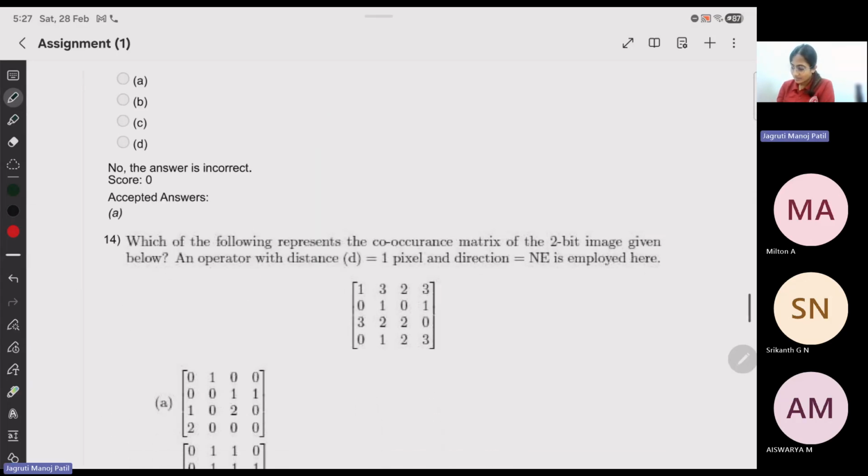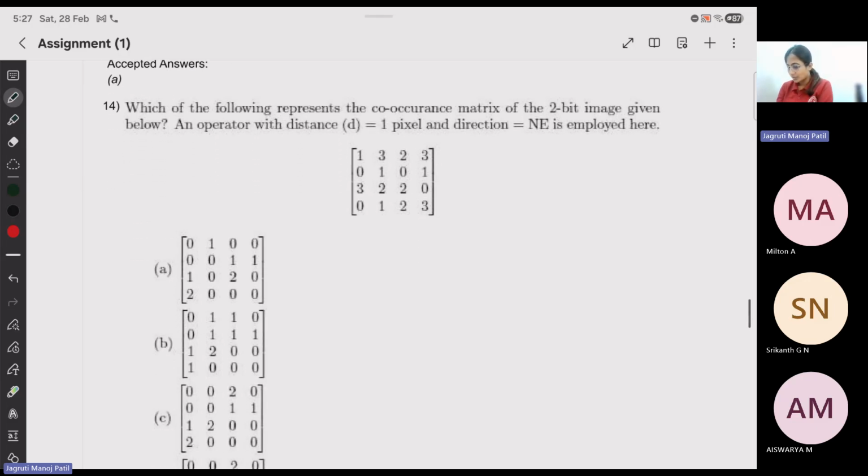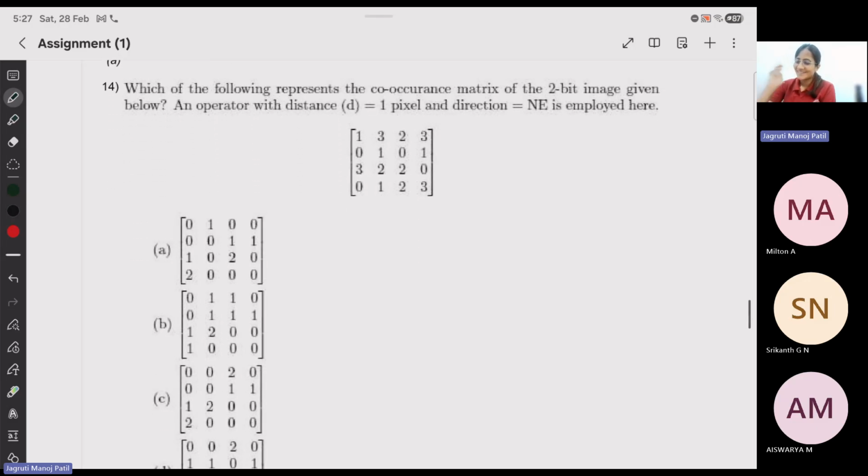This is a nice one, but I won't want you to calculate it here. You'll need to write multiple matrices for it. So I'll just tell you how to do it, because you'll have to solve for another assignment question also. You can just cross-check the answers then. Okay, so what's the question here?